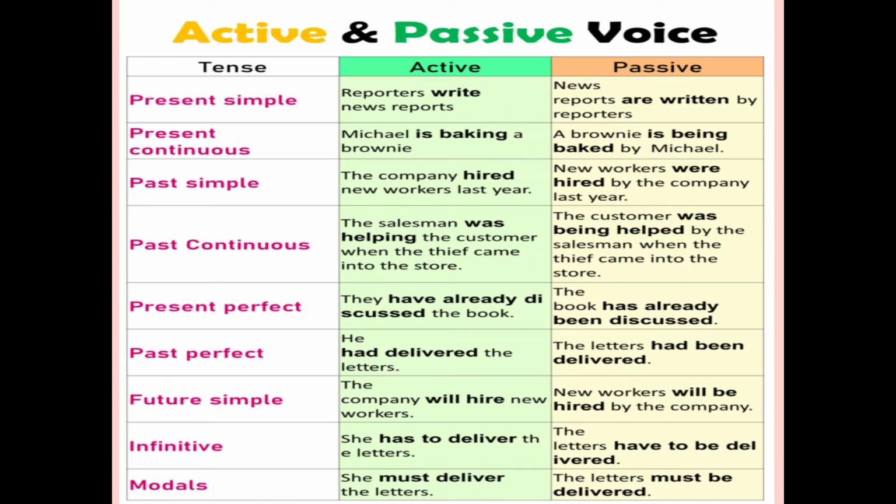Similarly, in the simple past we all know that we use the second form of the verb. The company hired new workers last year. The main thing is the new workers, which is plural, that's why we are putting were: were hired by the company last year. In the past continuous, was or were will come in this, so it will remain was or were.